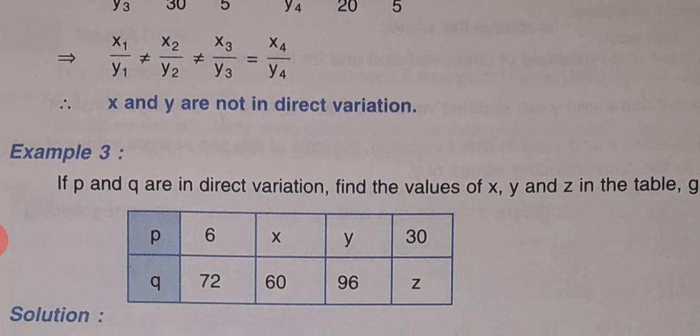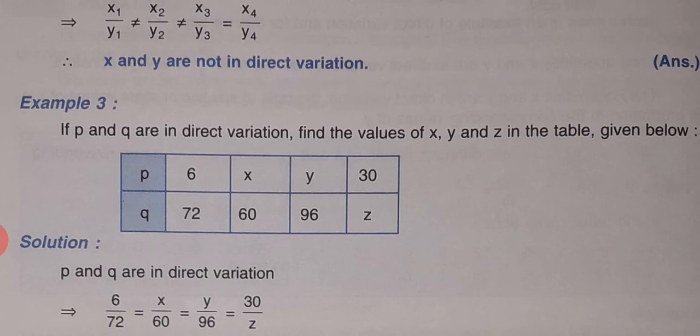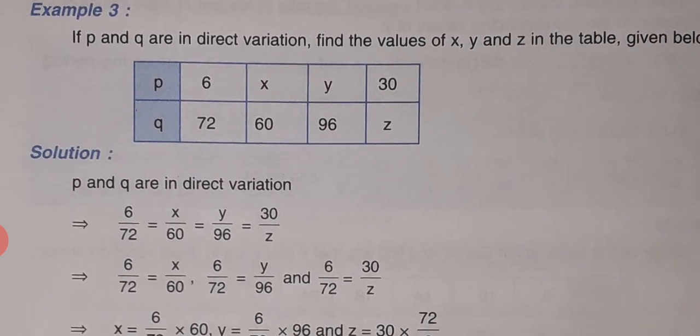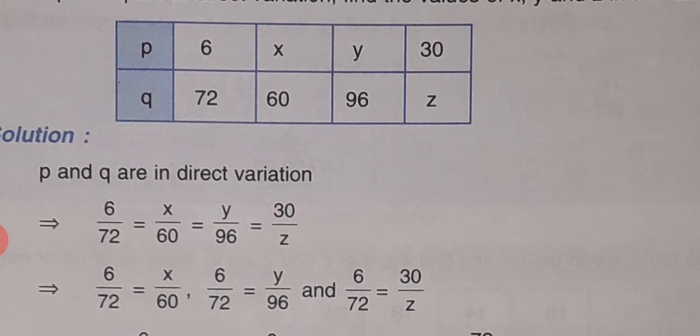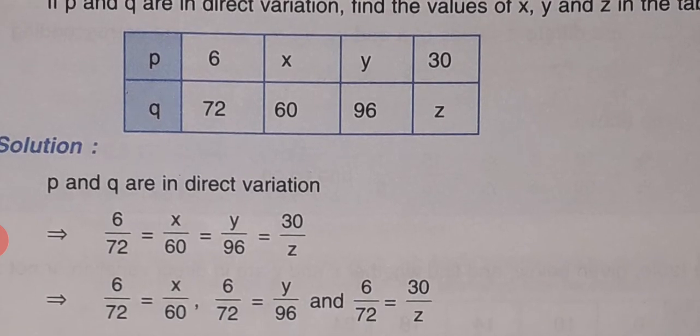Coming to example 3, it says if P and Q are in direct variation, find the values of x, y and z in the table given below. So here P and Q are in direct variation. We have to find the unknown values, that means x, y and z. As P and Q are in direct variation, we can write 6 by 72 equals x by 60 equals y by 96 equals 30 by z. Direct variation means the ratios are all equal.